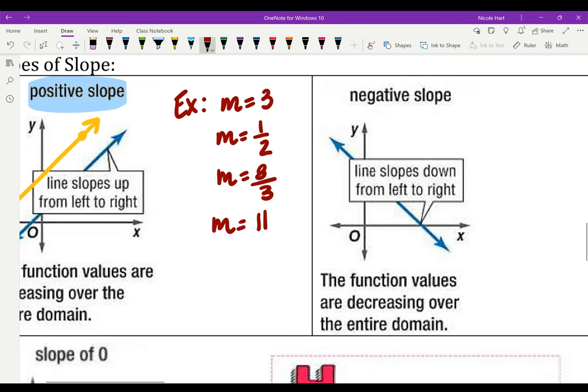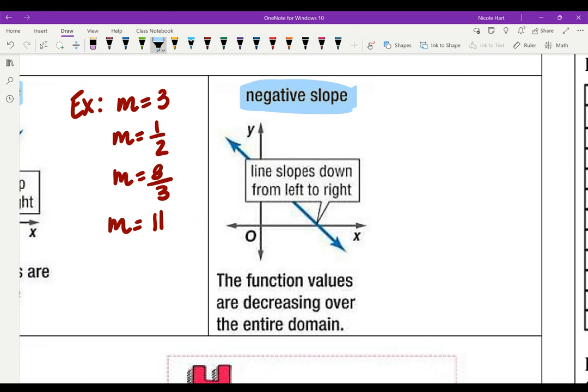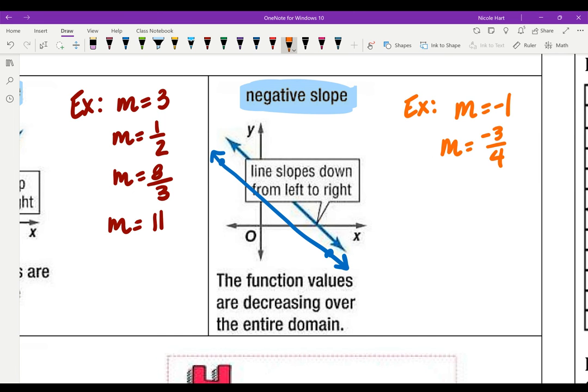Now our negative slopes are going to go from the upper left corner and work their way down to the lower right corner. So it slopes down from left to right, and the function values are decreasing over the entire domain of our function. Examples of that could be a slope of -1 or a slope of -3/4 or just a slope of -12. So if there's a negative symbol in front of it, it's going to have a negative slope.